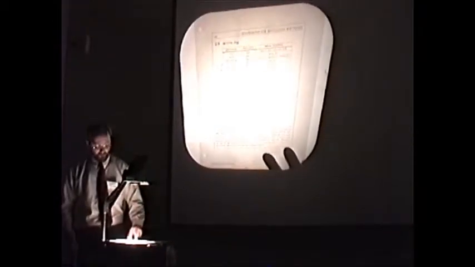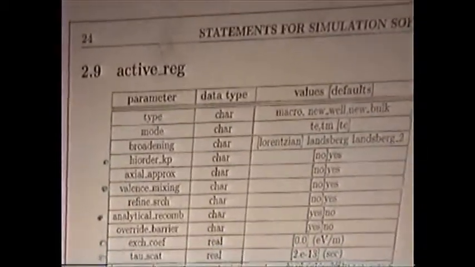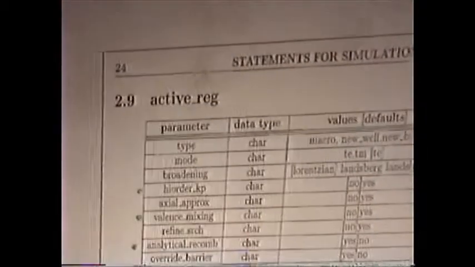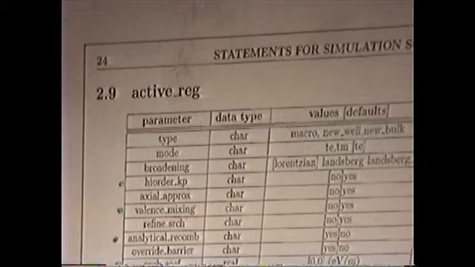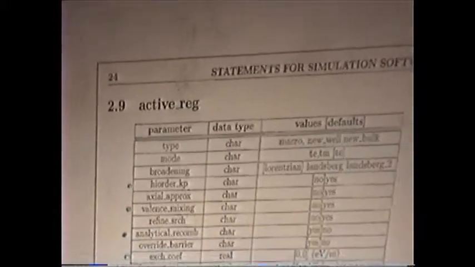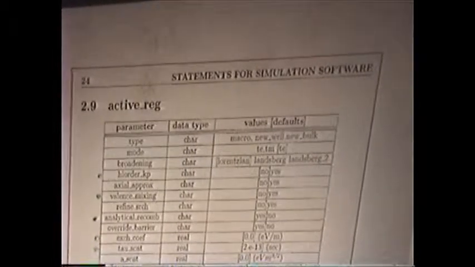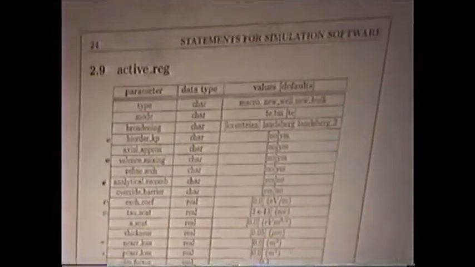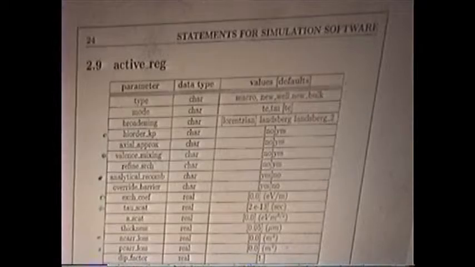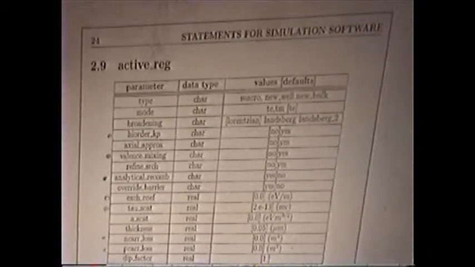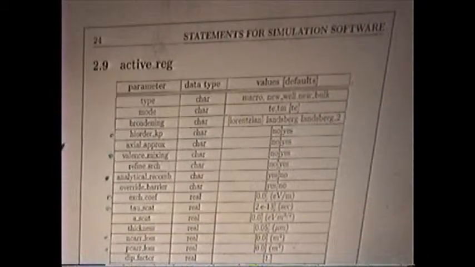But now, the most important thing is the active region command. I mentioned that before. When you deal with quantum wells and quantum well gain calculations, you have a lot of options for how to calculate the gain. And this active region command in the material file is very powerful. Here I just copied the list of options from the manual, and I will go through these options.